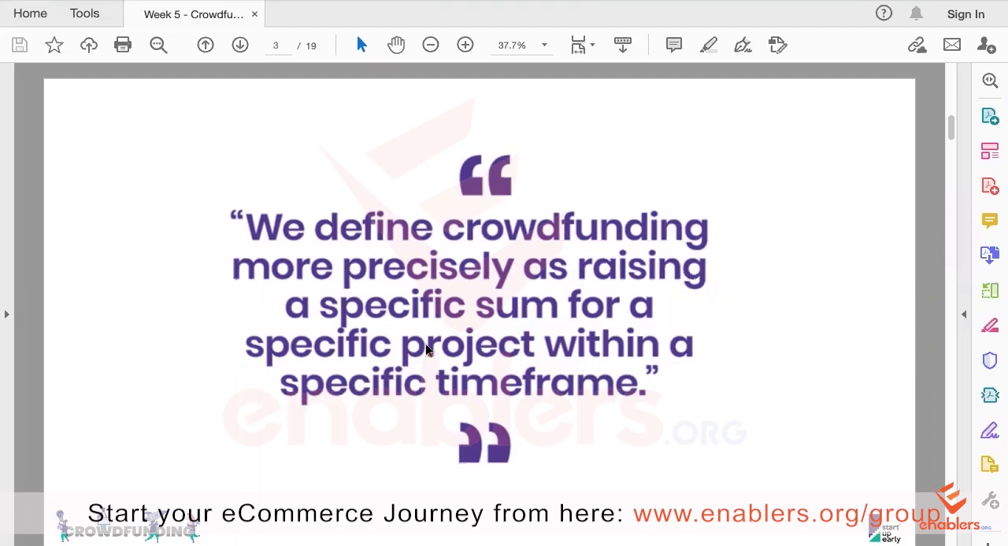For example, पिछले class में we discussed that you have to have a reward tier. What are you giving the backer against the amount of money they've pledged? So to deliver that project, to deliver that particular reward, you also need to send it to them. उसमें आपकी थोड़ी बहुत inventory cost शायद आ सकती है और आपकी logistics तो आएगी. So from logistics to the final product, the campaign fees, everything needs to be figured out in that goal amount. So once again, we define crowdfunding more precisely as raising a specific sum for a specific project within a specific time frame.